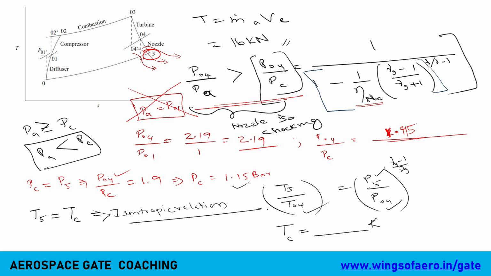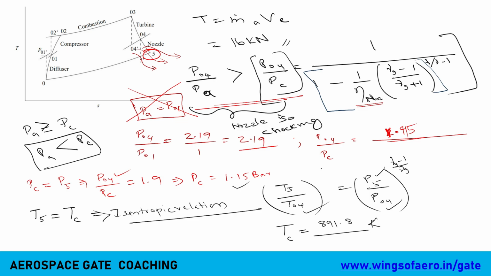So note down the formula. I remember it, ma'am, because it's the isentropic relations I proved. So kindly tell me what is the answer, others? 891.8, 891.8 Kelvin. Okay, so close to that answer.